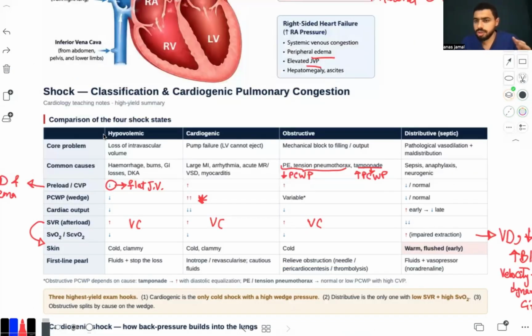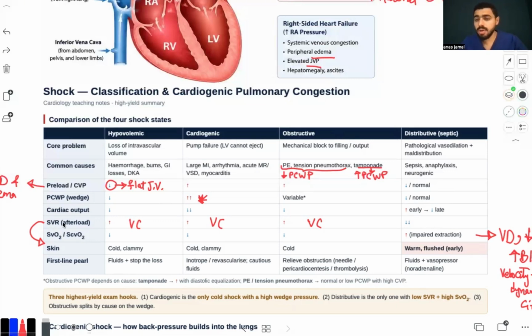Okay, guys, let's differentiate between different types of shock. First of all, we have hypovolemic shock, cardiogenic shock, obstructive shock, and finally distributive shock. The first three types share that because of the reduced cardiac output and reduced tissue perfusion, the sympathetic nervous system causes vasoconstriction of peripheral arteries, increasing the systemic vascular resistance.